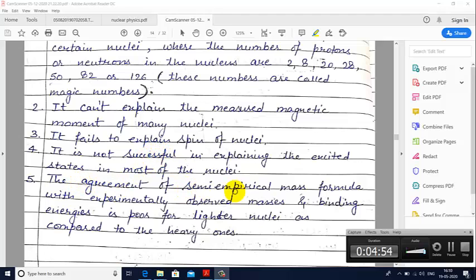Next point is the agreement of semi-empirical mass formula with experimentally observed masses and binding energies is poor for light nuclei as compared to the heavy ones. So this is the next topic we will study, which is semi-empirical mass formula. You will understand this point later. So these are some of the failures of the liquid drop model.